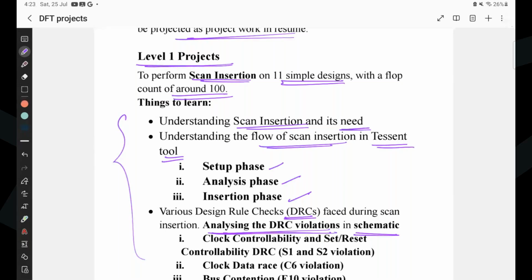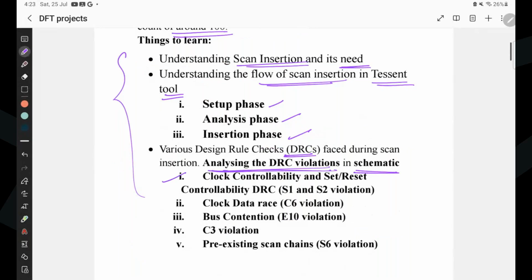Okay. And then we will be understanding about all these violations. In the labs, we will be getting all these violations, such as the clock controllability and set reset controllability DRC violation, which is nothing but the S1 and S2 violation in Tessent tools.